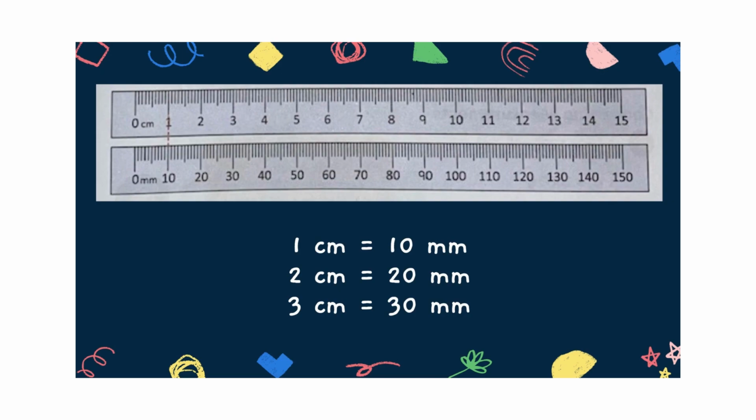So 9 centimeters: 9 times 10 is 90. You can check there, 9 centimeters at the top is 90 millimeters at the bottom. This also applies when we want to change from millimeters to centimeters. Let's look at 70. 70 millimeters, look at the top, it's 7 centimeters. So this means 70 divided by 10 is equal to 7.